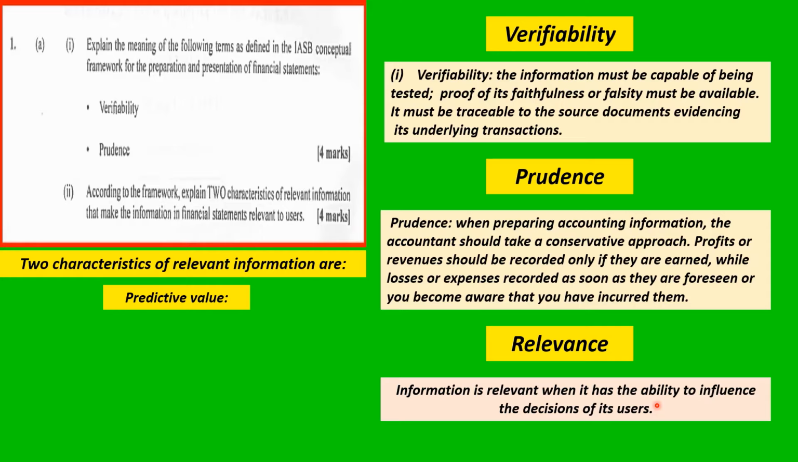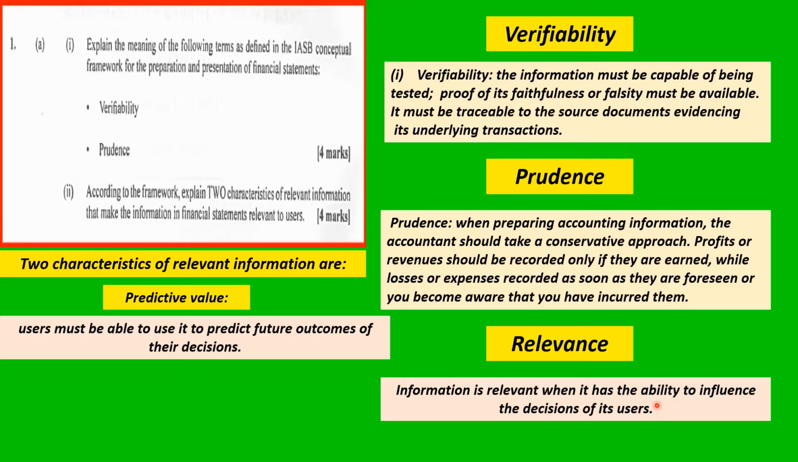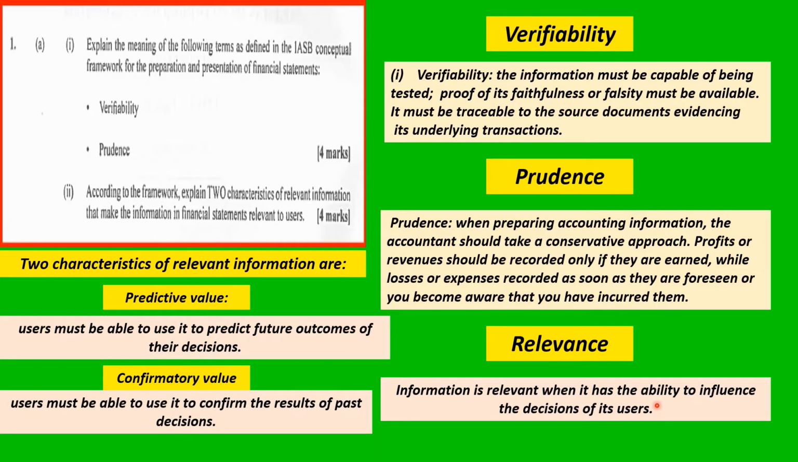Two characteristics of relevant information are predictive value: users must be able to use it to predict future outcomes of their decisions. And confirmatory value: users must be able to use it to confirm the results of past decisions.